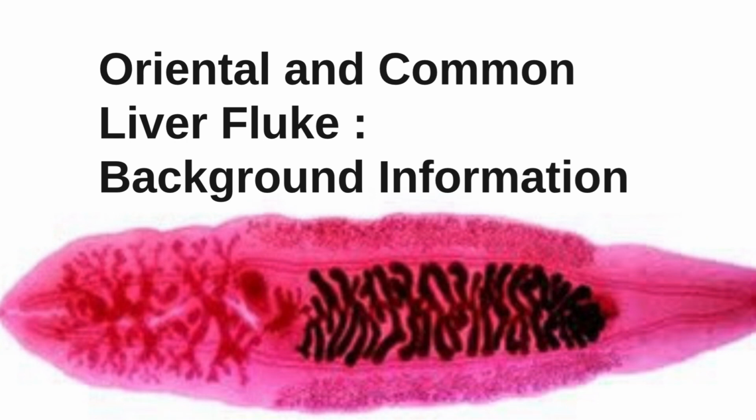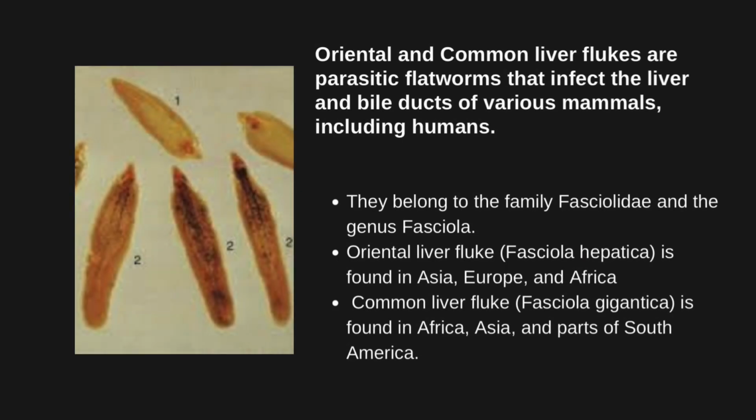Oriental and common liver flukes are parasitic flatworms that infect the liver and bile ducts of various mammals, including humans. They belong to the family Fasciolidae and the genus Fasciola. Oriental liver fluke, Fasciola hepatica, is found in Asia, Europe, and Africa. Common liver fluke, Fasciola gigantica, is found in Africa, Asia, and parts of South America.